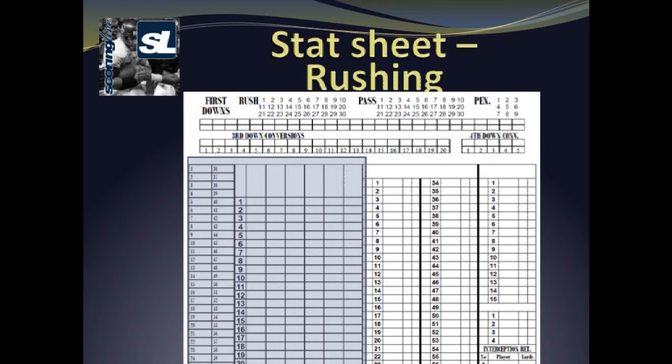Next, we'll talk a little bit about rushing. Now, rushing is in the left-hand portion of your stat sheet. Okay? Basically, the center portion consists of the individual runners, and the left-hand side consists of team rushing. Okay? All the numbers that you're going to place on here are cumulative totals. So all numbers are running totals as we go along in the game.